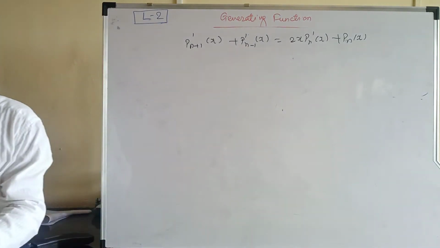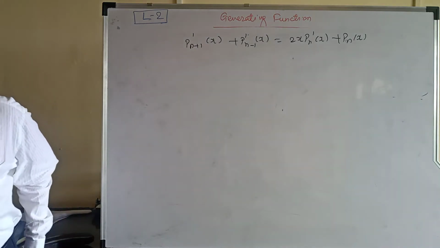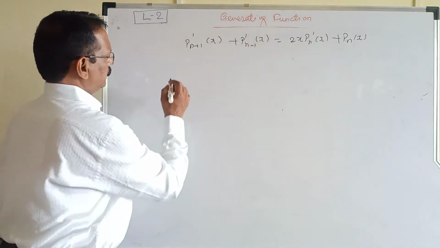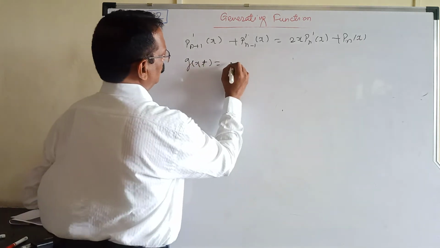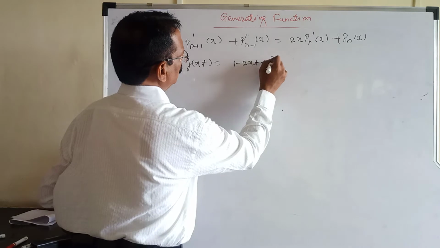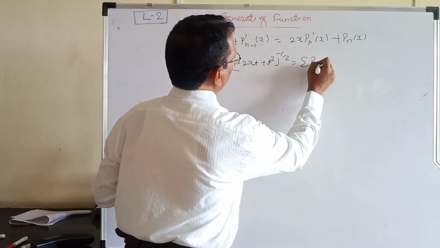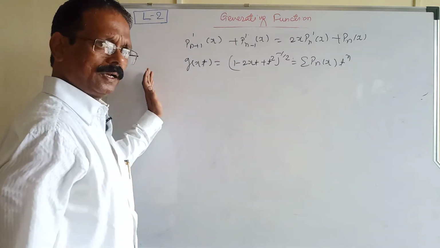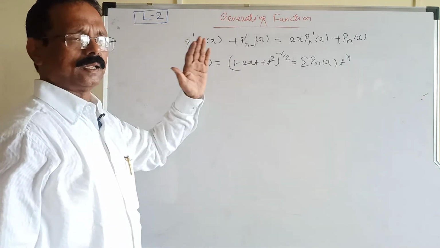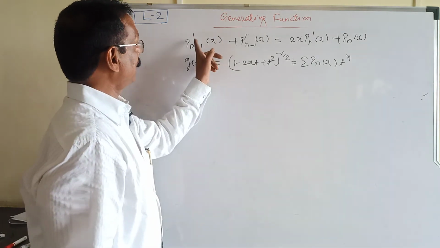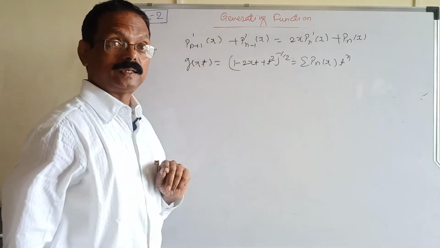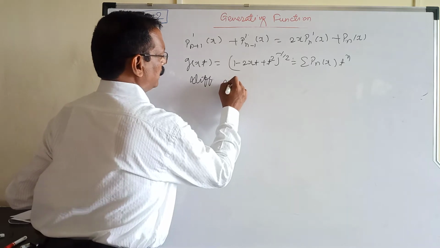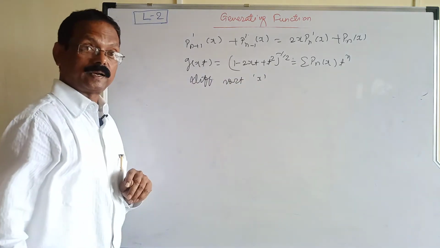So here this is the example from the generating function for Legendre's polynomial. So what we get here? We know that we have to show this. We know the generating function for Legendre's polynomial is equal to 1 minus 2xt plus t square raised to minus half, and it is equal to summation of Pn of x into t raised to n. So this is the generating function for Legendre's polynomial. Now last time I told you that if there is Pn minus 1, Pn plus 1, then differentiate the generating function with respect to t. If there is dash, Pn plus 1 dash, then differentiate the generating function with respect to x. So differentiate the generating function with respect to x here.